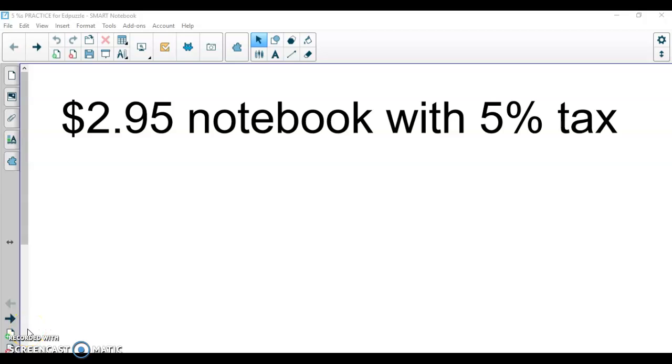Okay, so today's review is to just practice working with discount, tax, tip, and markup, which was our lesson from the last couple days of class here. For this first example, you have a $2.95 notebook with 5% tax. You are going to calculate what would be the final cost after the tax gets added on.